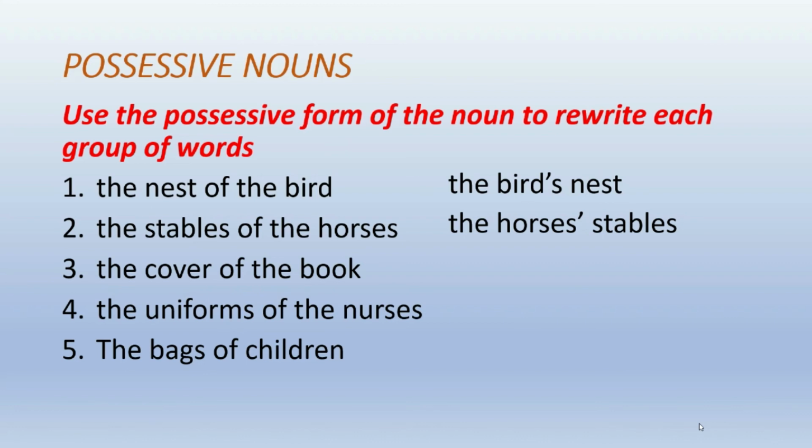Yes. The cover of the book. What do you write? The book's cover? No, children. We should not say the book's cover. We have to write it as the cover of the book only. I will tell you the reason why. Because we usually don't use the possessive form for inanimate things, which cannot move. Now let's check the next one.